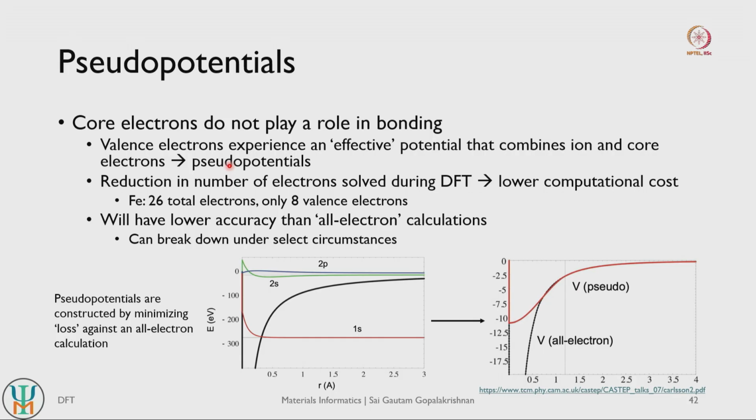So what do I mean by that? If you look at what the valence electrons actually experience in a given system, they only experience an effective potential. The valence electrons usually do not see the positive charge in the nucleus directly. They see a screened charge of the nucleus, where the screening comes from the core electrons. So the 8 valence electrons of iron do not see the 26 protons directly.